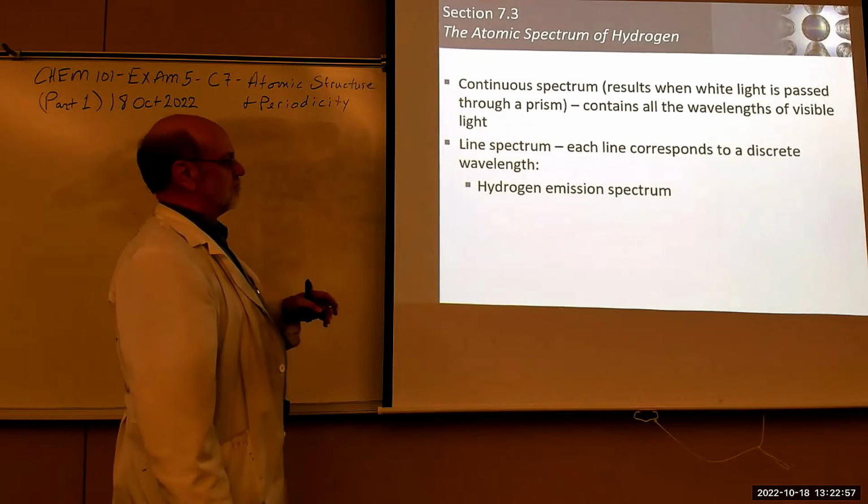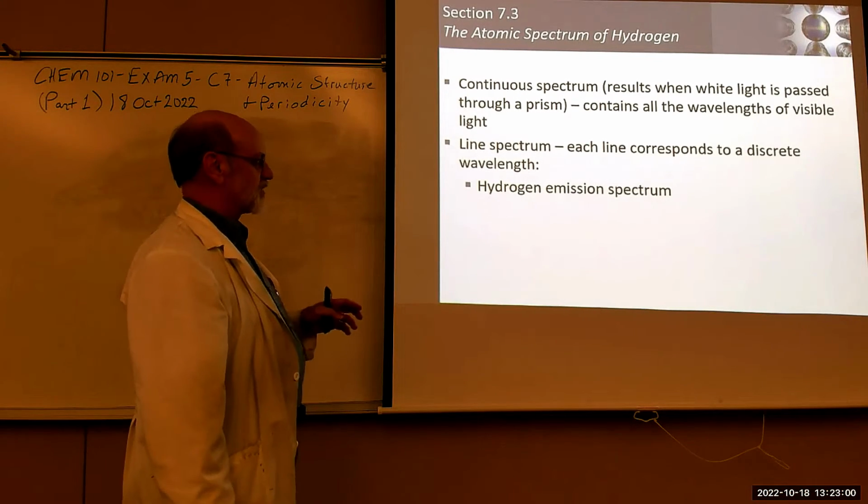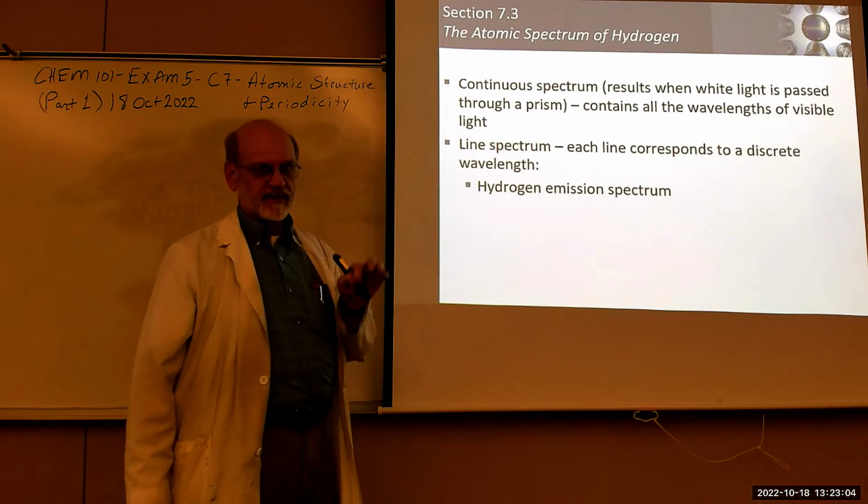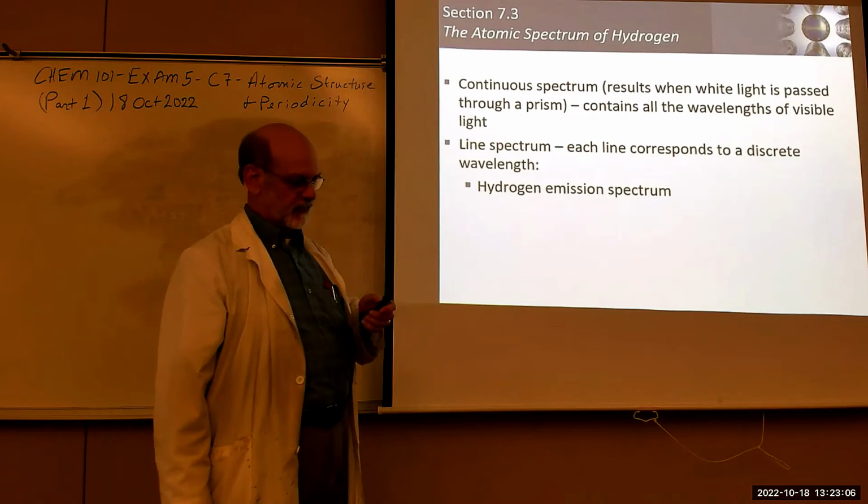Okay, so this line spectrum is characteristic of individual elements, and hydrogen is the simplest because it only has one electron.